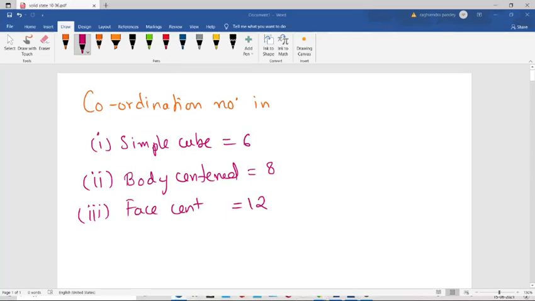Coordination number in the 2D packing, that is the square packing and the hexagonal packing. In hexagonal it was 6, in the square it was 4. Then in the 3D packing, say your simple cube, the coordination number is 6.